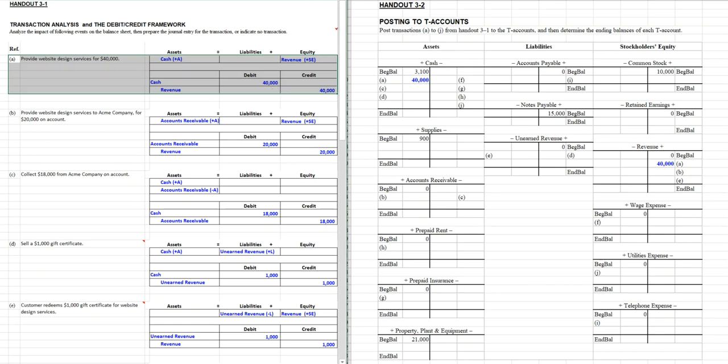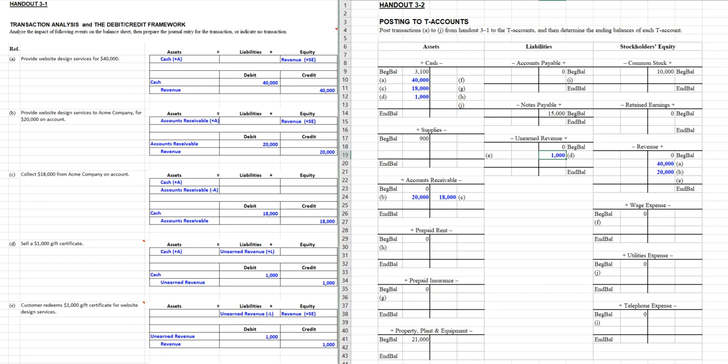Journal entry B, we had a $20,000 debit to accounts receivable and a $20,000 credit to revenue. Transaction C, we had an $18,000 debit to cash and an $18,000 credit to accounts receivable. Transaction D, we had a $1,000 debit to cash and a $1,000 credit to unearned revenue. Transaction E, we had a $1,000 debit to unearned revenue and a $1,000 credit to revenues.